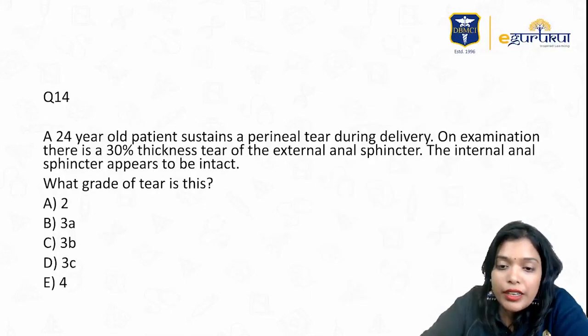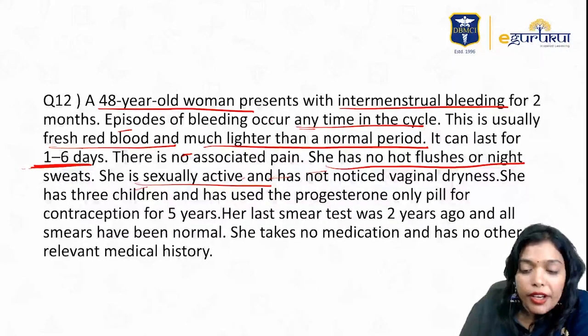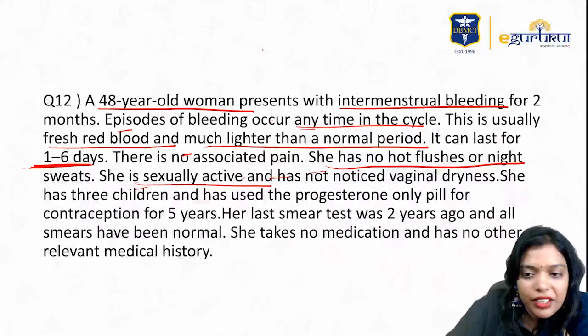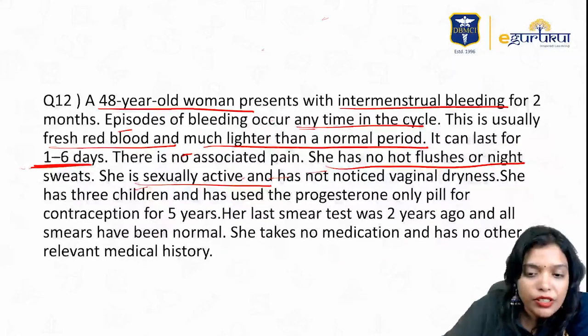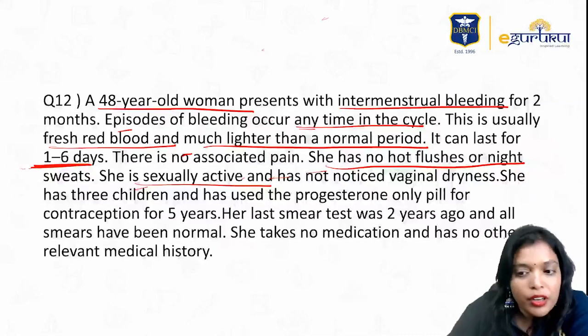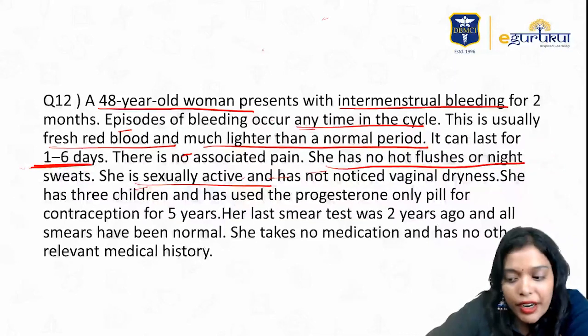What is this? Identify, right? Okay, so he's trying to rule out by the history. There is an intermenstrual bleeding which is fresh red blood and much lighter than a normal period. And he's ruling out atrophic vaginitis by telling that she doesn't have any menopausal symptoms. He's ruling out the cervical ectropion and the cervical cancer also by telling her smear was normal, right?